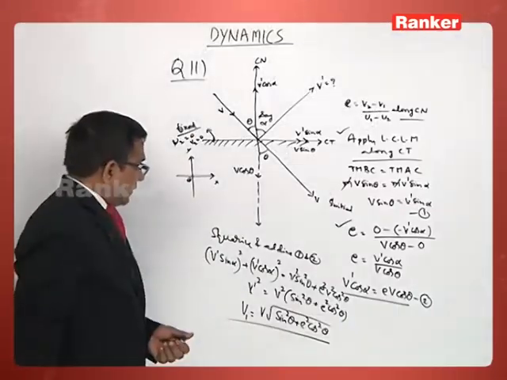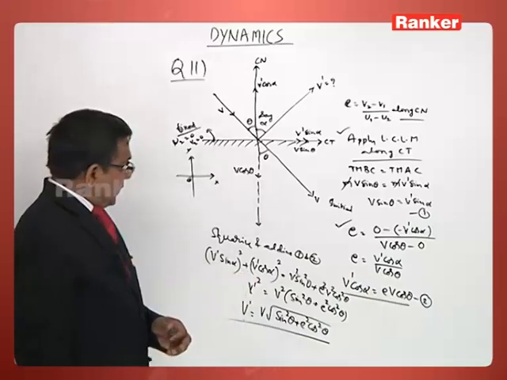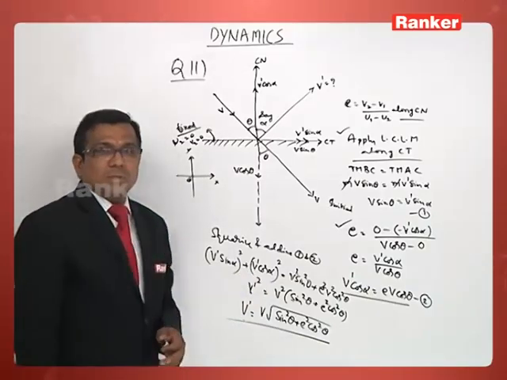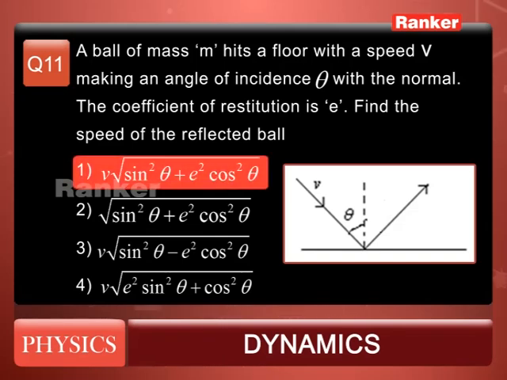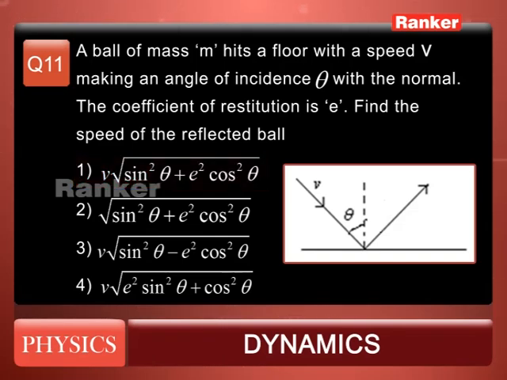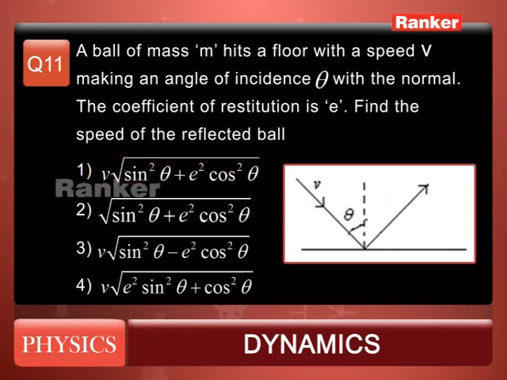So the velocity after reflection, v prime, is v root sin square theta plus e square cos square theta. If you look at the options, the first option is the correct option, as it is given v root sin square theta plus e square cos square theta. No other option is correct. Therefore the first option is the correct answer.